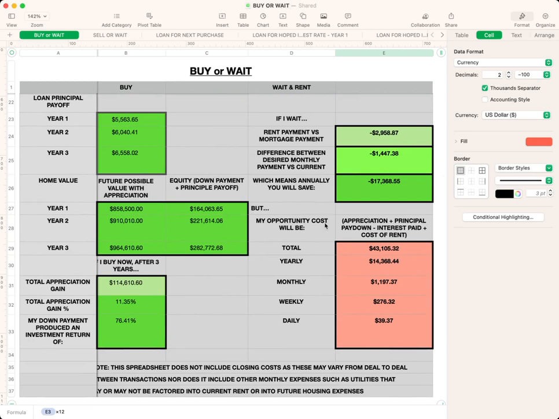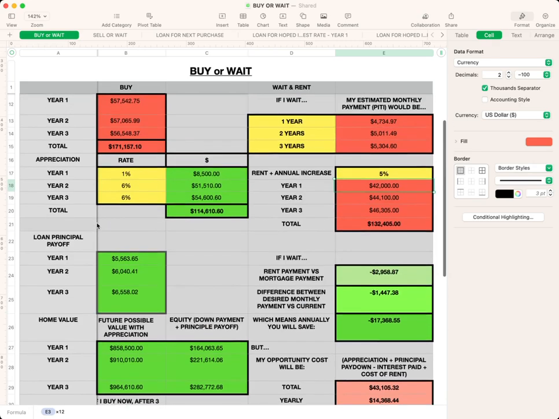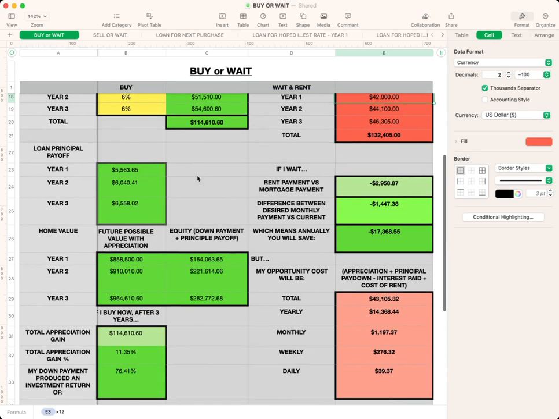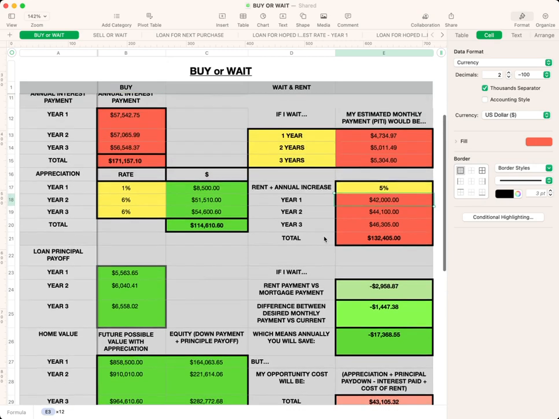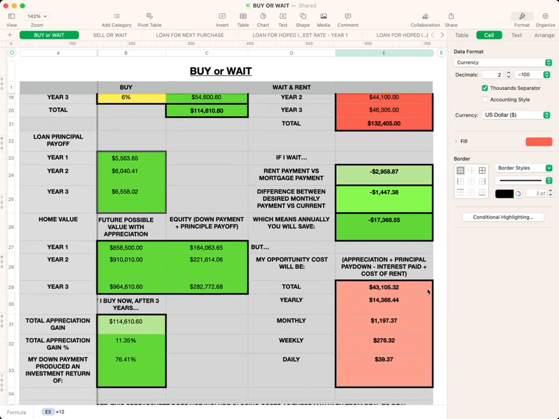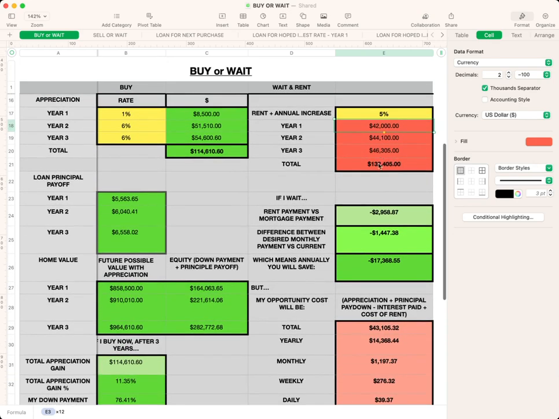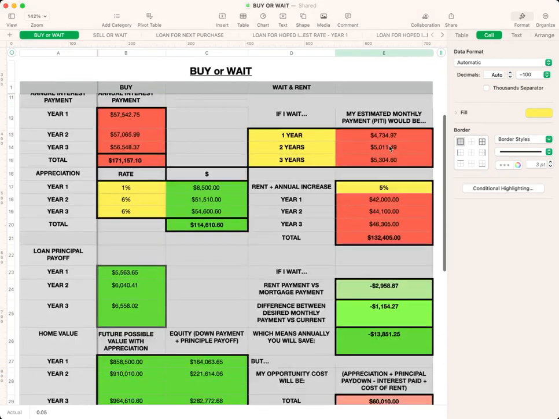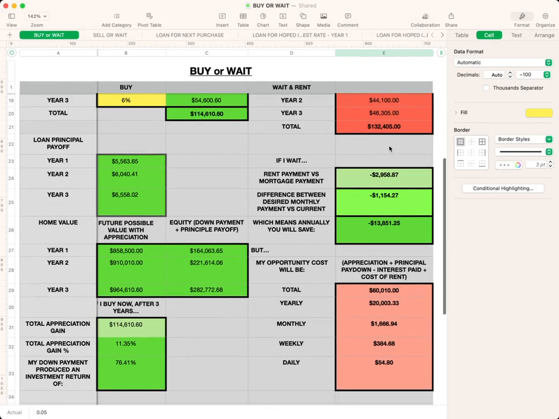But here's the big issue: my opportunity cost. Because my opportunity cost is the appreciation that I missed out on. And again, I'm being conservative over here. I missed out on this appreciation. Here's my total down here. And I also missed out on the amount of principal that I paid down. And I paid interest over here, which I calculated, and I took that out. But I also need to factor in the cost of the rent that I paid. And so if I want to, I can edit this to 3 years over here, and it will calculate the difference for you.